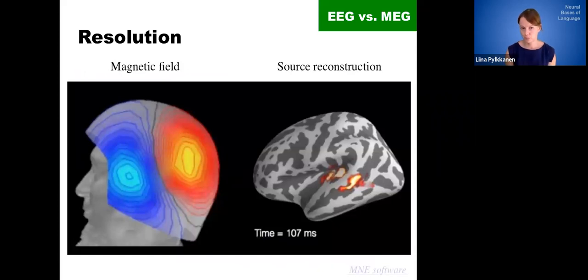But what we routinely do with MEG data is use source localization algorithms that look at the magnetic field that's recorded by the sensor array, and then we reconstruct exactly where in the brain that magnetic field has been generated.